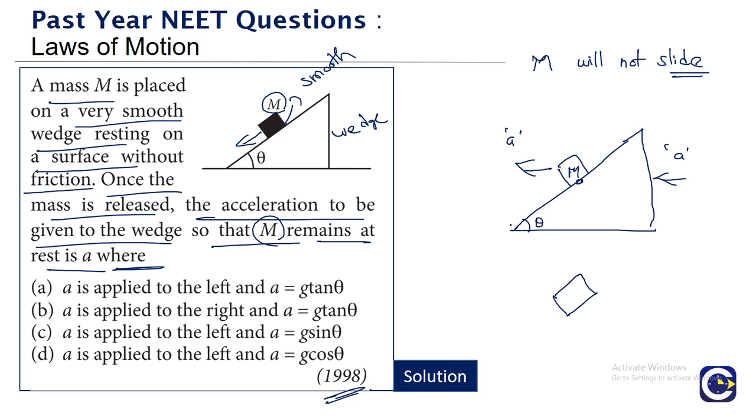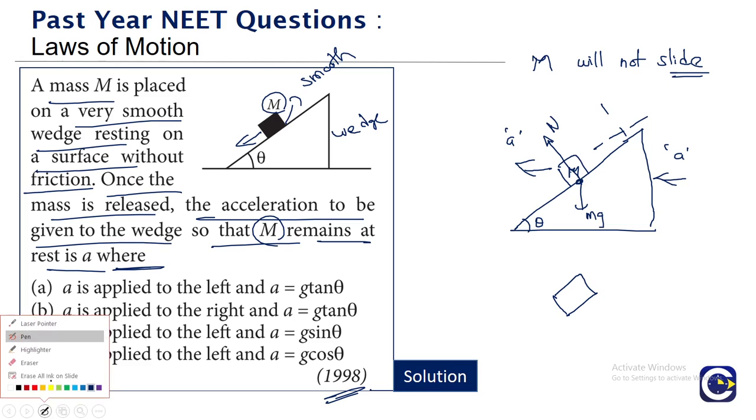So this is theta. Theta is the inclined plane angle. What will be the force acting on it? There will be a weight and there will be the normal reaction. Generally what we do is we try to resolve the components along the plane and normal to the plane. Whenever we have an object on the inclined plane, we resolve the forces along the plane and normal to the plane.